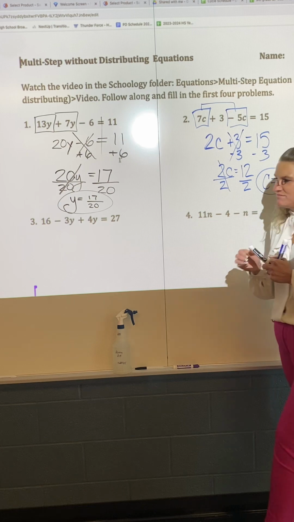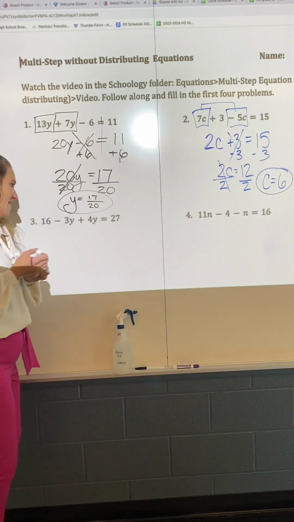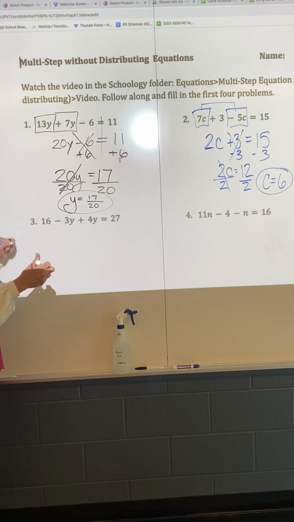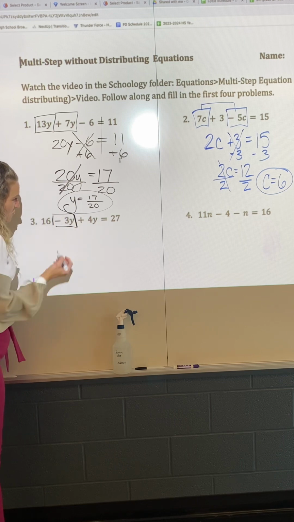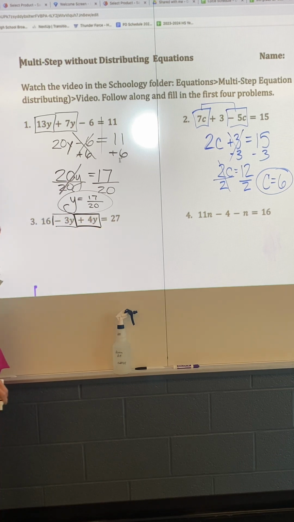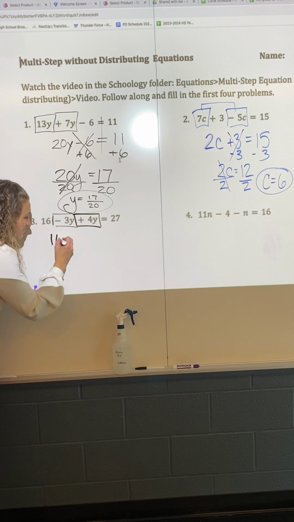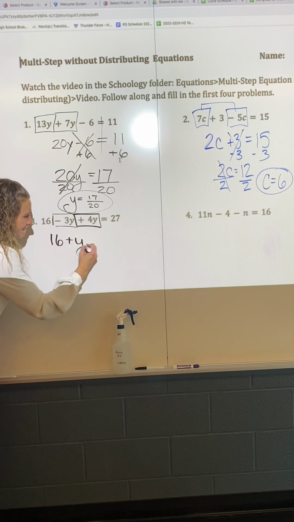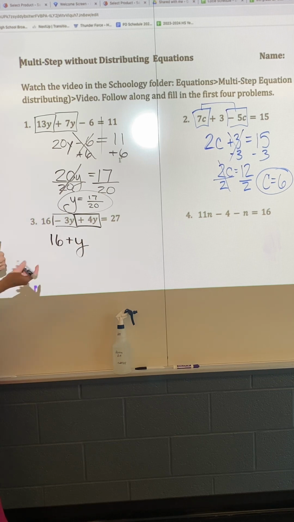Let's look at number 3. Number 3, I see I have like terms. It's going to be my negative 3y and my positive 4y. If I combine those, 4 plus negative 3 gives me 1. And that's going to be a positive 1. I don't need to write the 1 because it's just y as well.